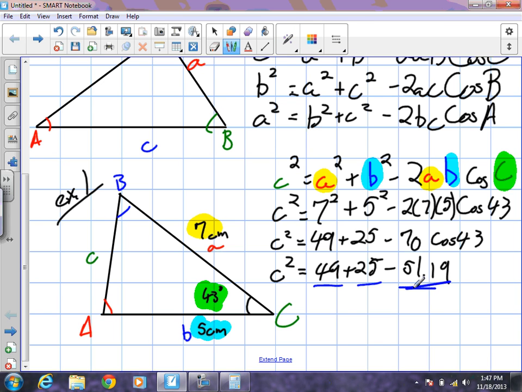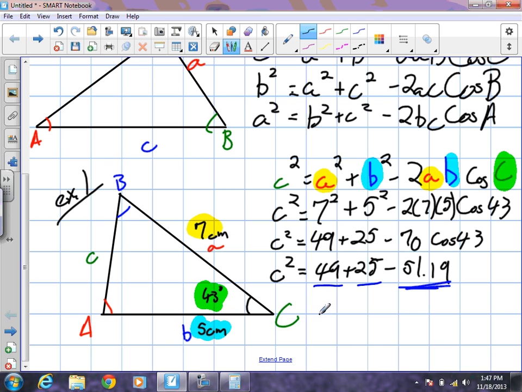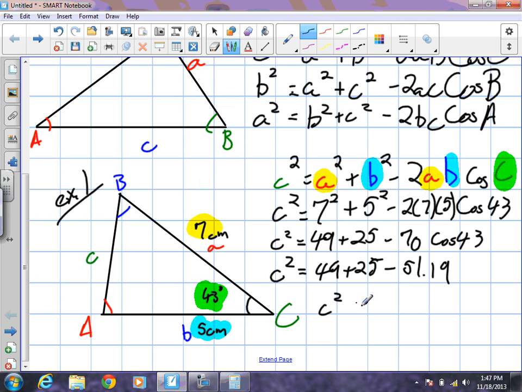Because I'm running out of a little room here, I'm going to condense it. C squared, we'll put all these together. Technically, this reads negative 51 plus 25 plus 49, so I'm just going to add those values. Plus 25 plus 49 is equal to 22.8. So C squared is equal to 22.8. Is that what the distance of side C is? That's right, I have to square root it.